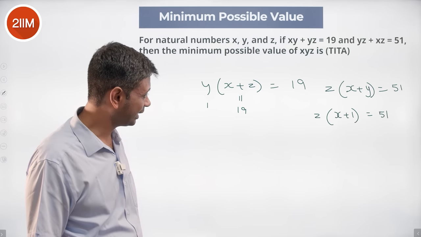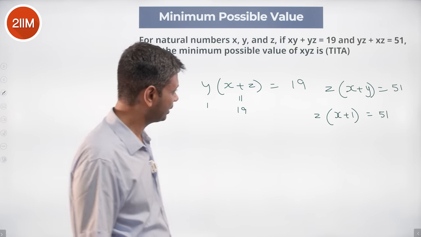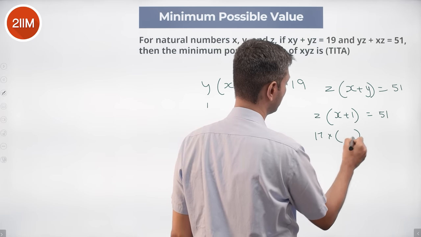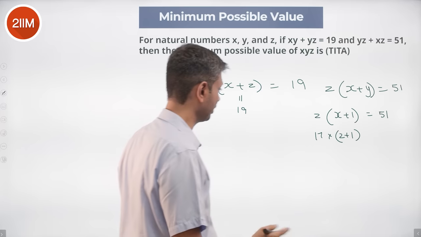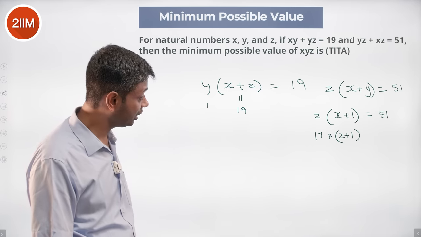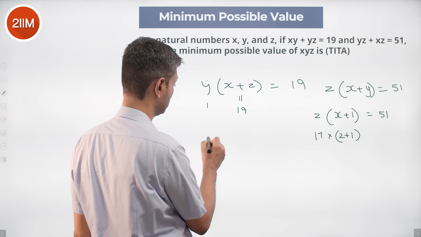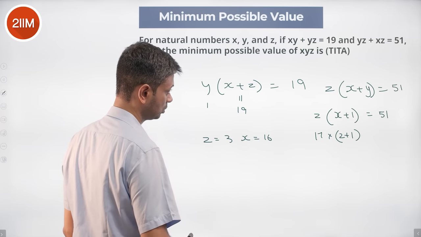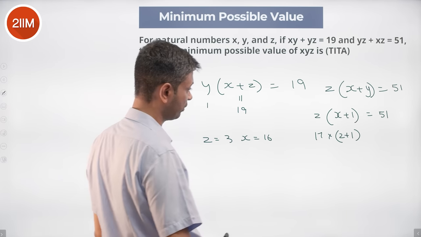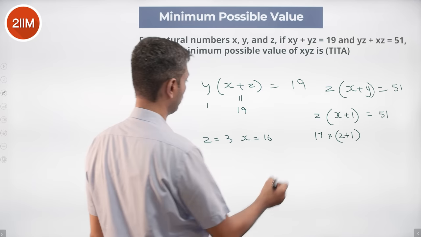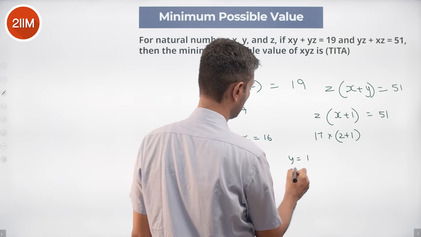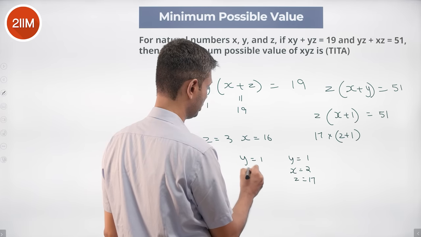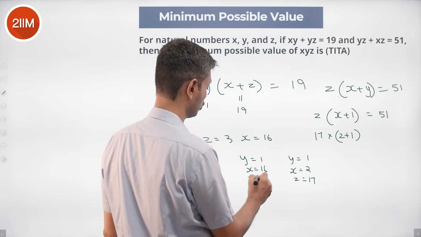x plus z is 19, so z into x plus 1 could be 17 into 2 plus 1. 17 plus 2 is 19. That works. You put z as 3, x equal to 16, and x plus z is 19, 3 into 17 also works. So we could have a scenario where y is 1, x is 2, z is 17, or y is 1, x is 16, z is 3.